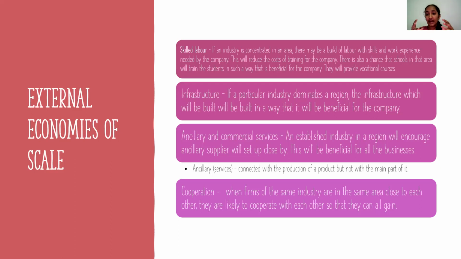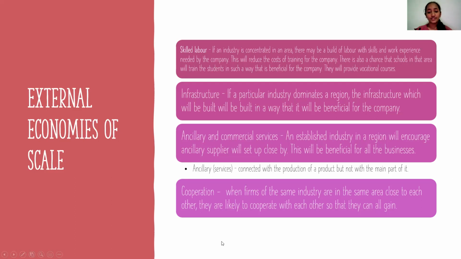For example, if the car manufacturing unit is in China and all the ancillary suppliers and commercial services are in different countries, then it will be difficult for this company in China to get all those products from there. So they want ancillary suppliers to set up close by so that they can get products easily, and this will be beneficial for all the businesses in the area.